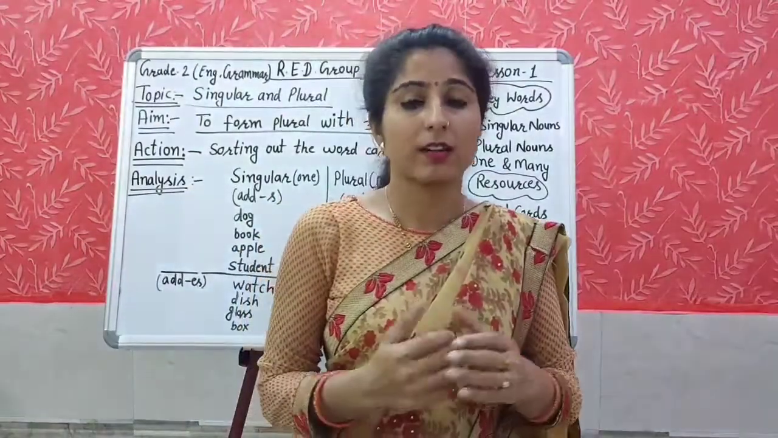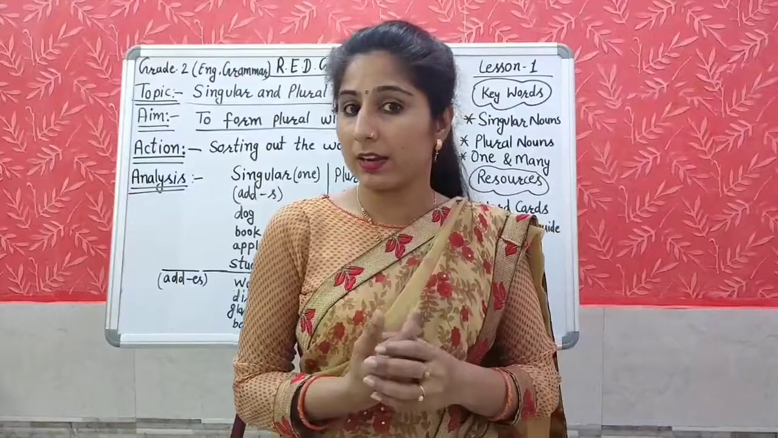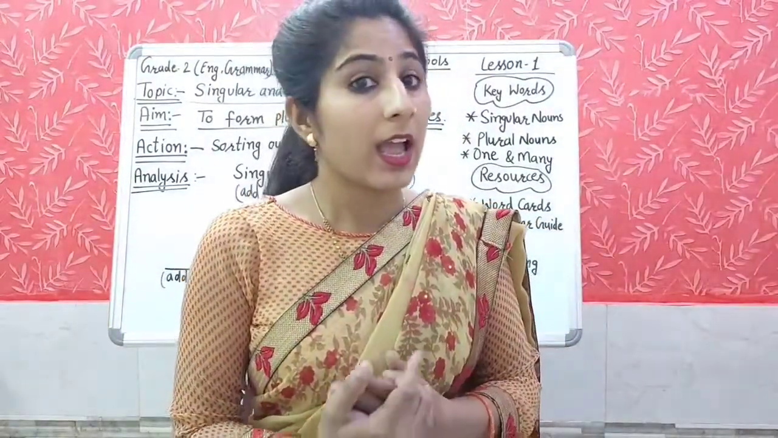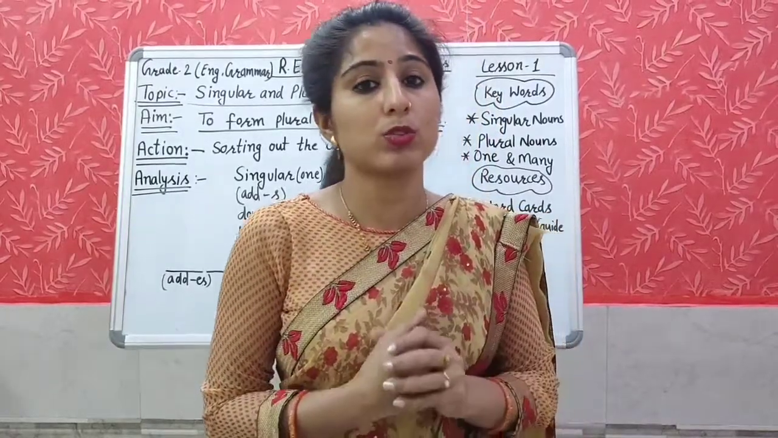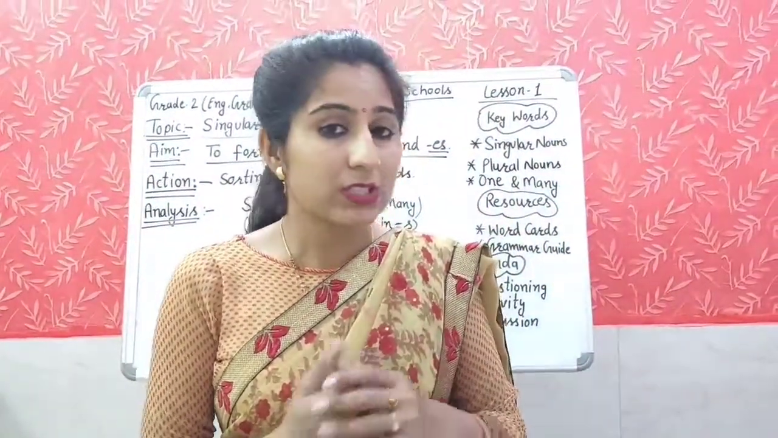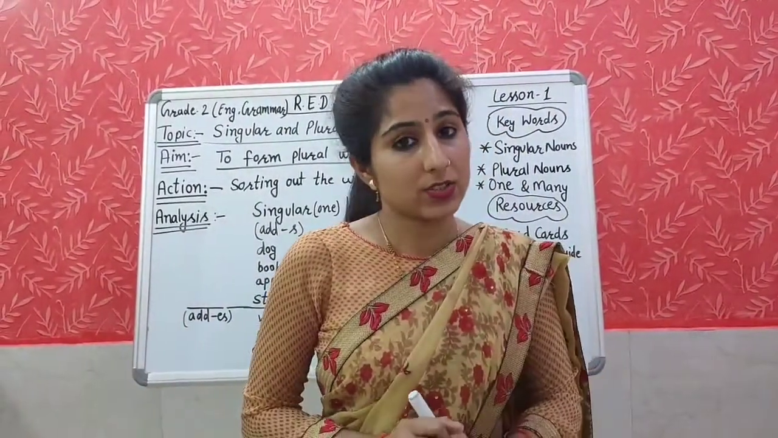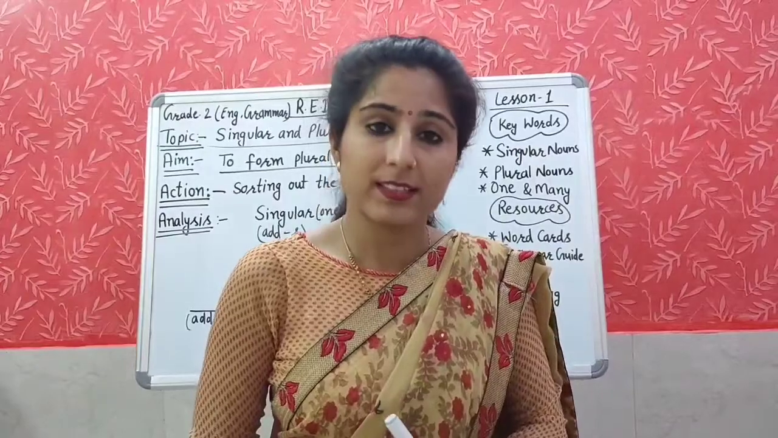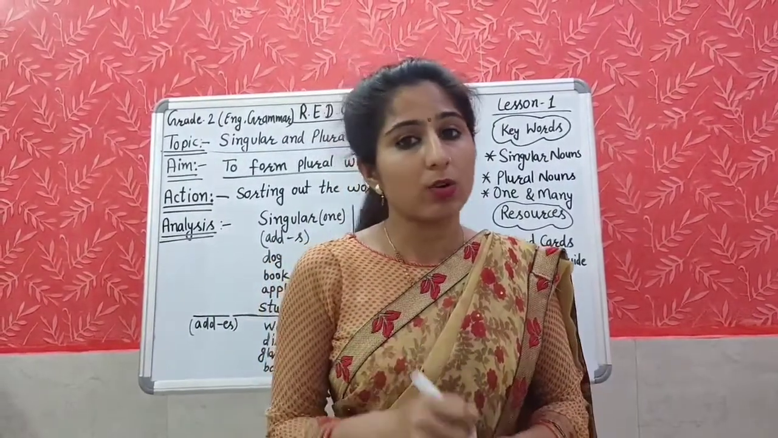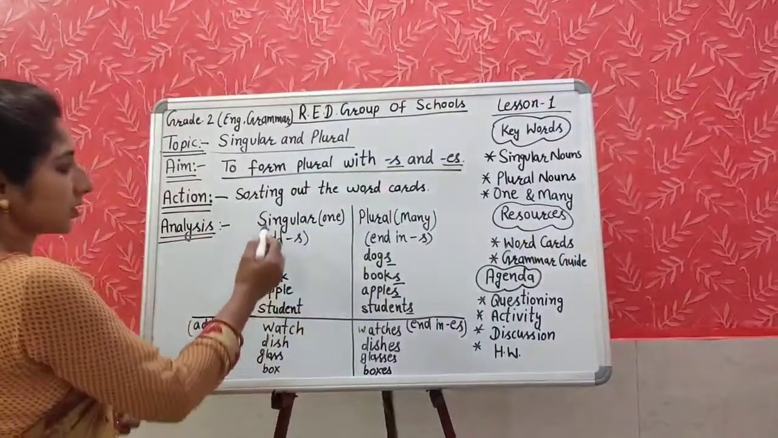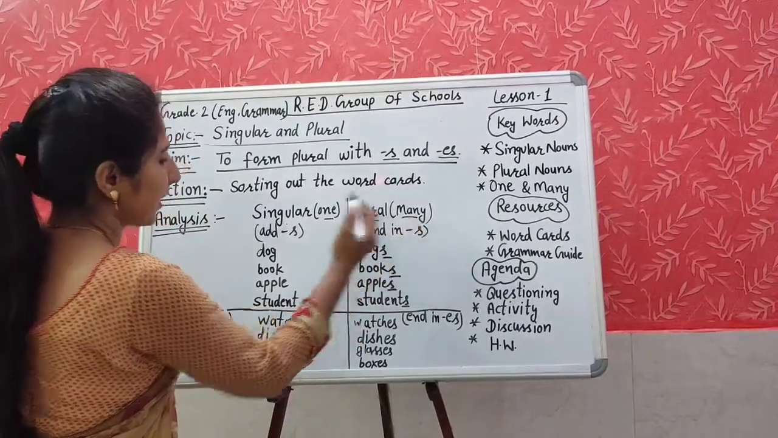At the end of some words we are adding s, and at the end of some words we are adding es. As in the previous class, if you remember in one and many, I told you some rules about that. The words which end with ch, sh, o, x, s, we add es with them. Okay, now look at both sides: singular and plural. Singular means one thing and plural means many things.